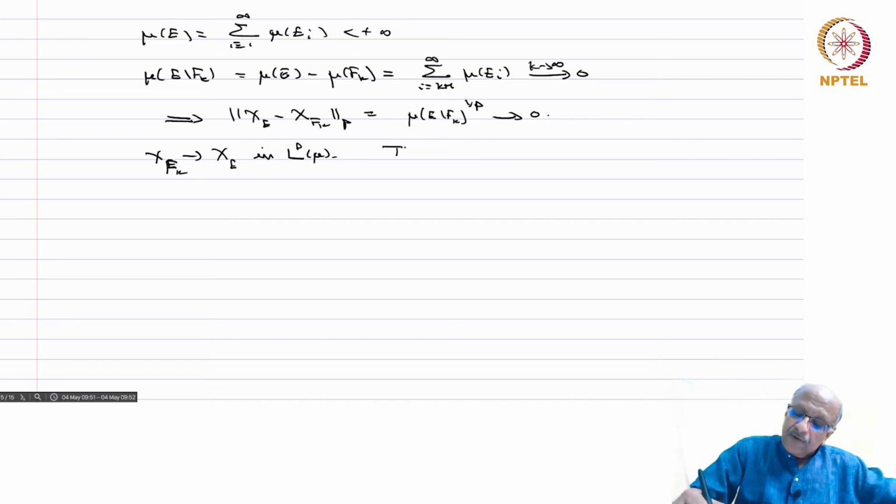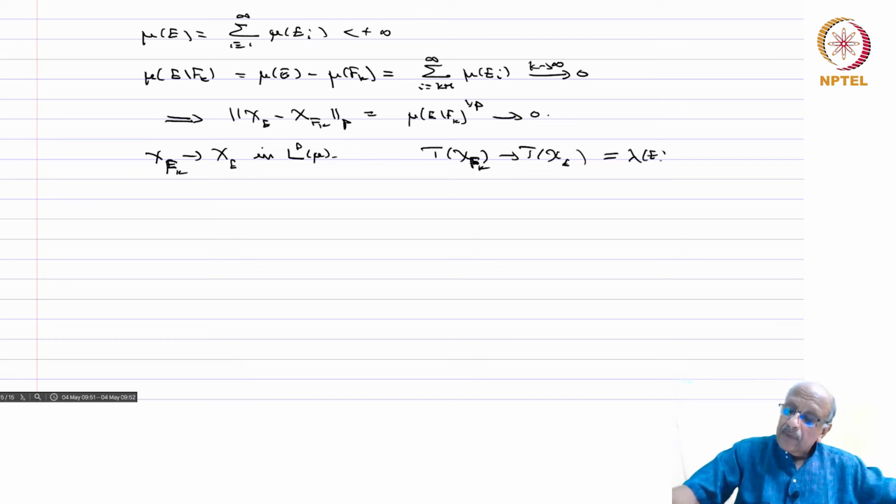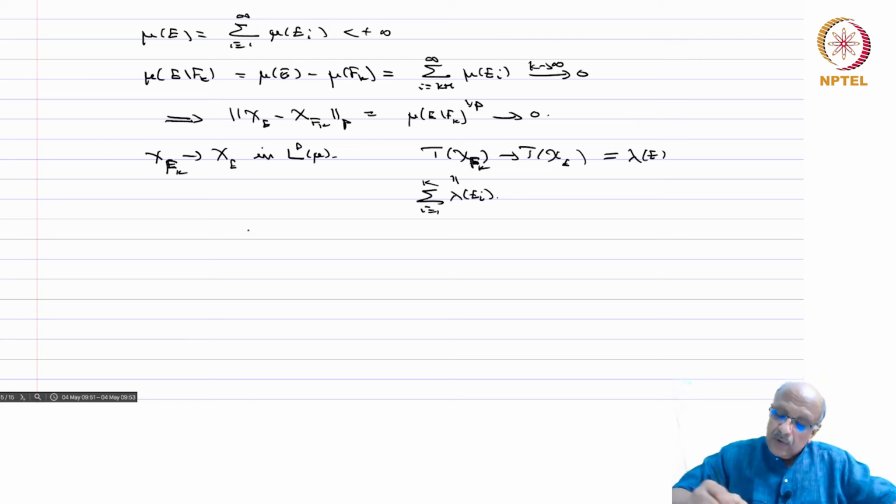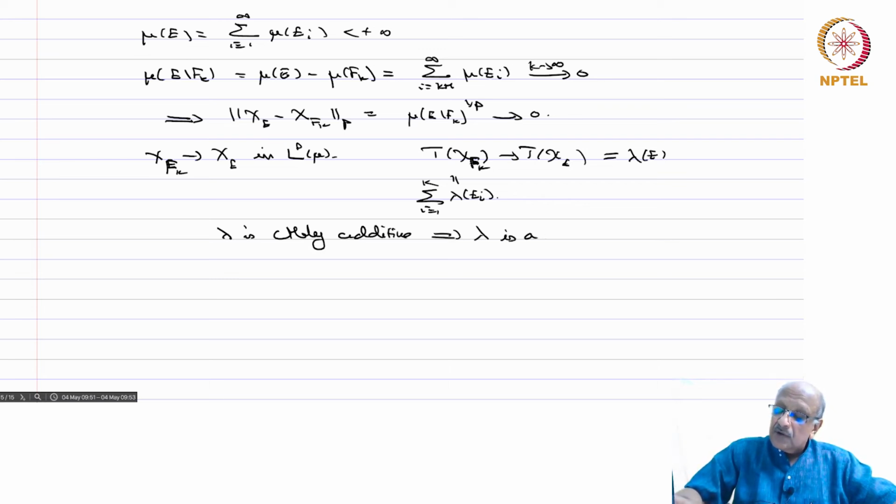Therefore T of chi of Fk converges to T of chi of E, which is equal to lambda E. But this is a finite disjoint union, so this is equal to the sum from i equals 1 to k of lambda of Ei, and therefore you have lambda is countably additive. This implies lambda is a signed measure.